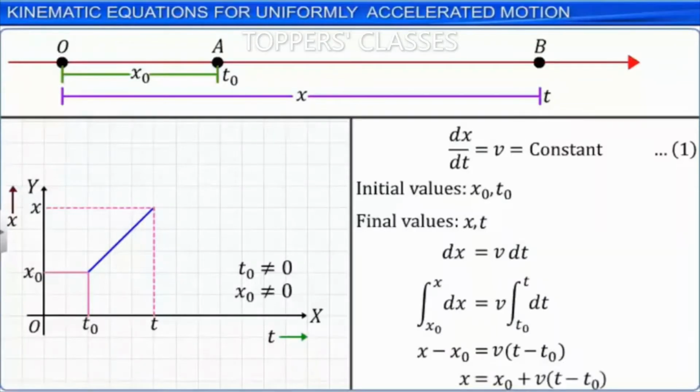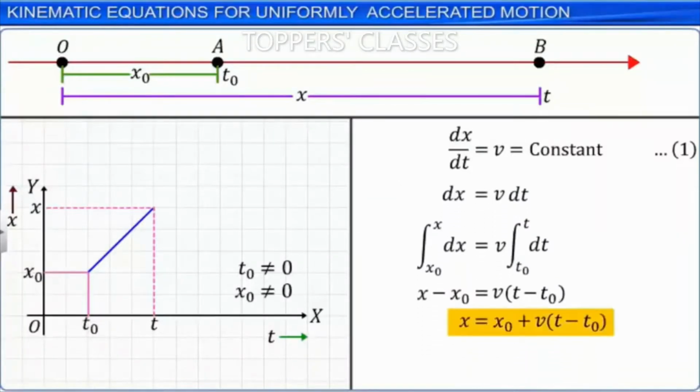This equation is used to obtain the position coordinate x of the body at any time t. This equation can be used when the values of x naught and t naught are both or either of them equal to 0. In other words, the equation is applicable under all conditions.